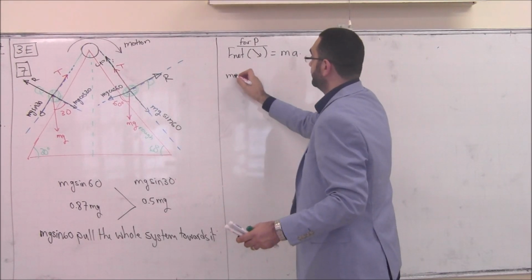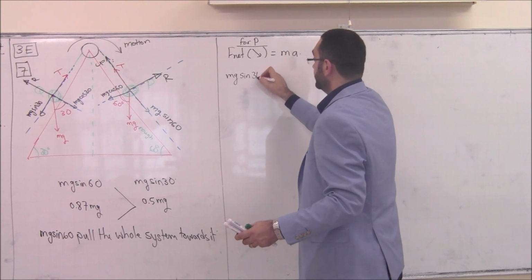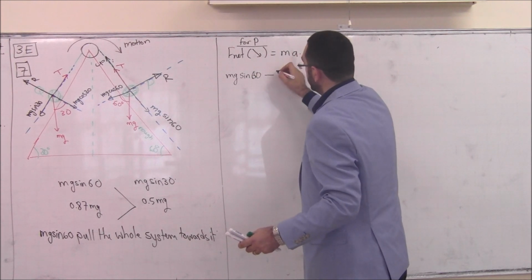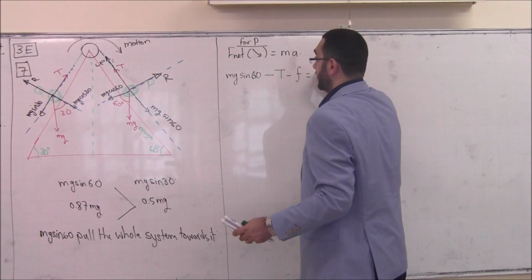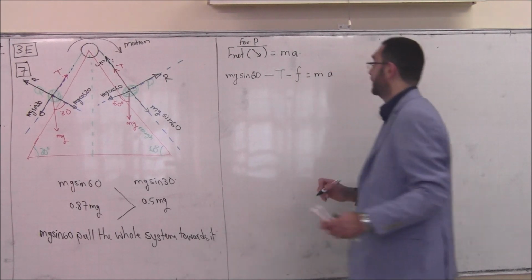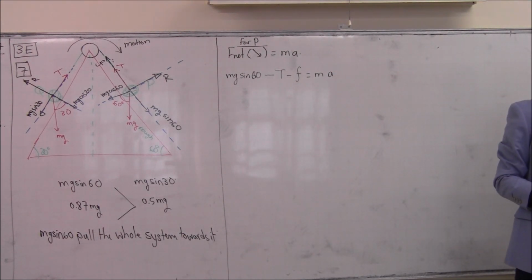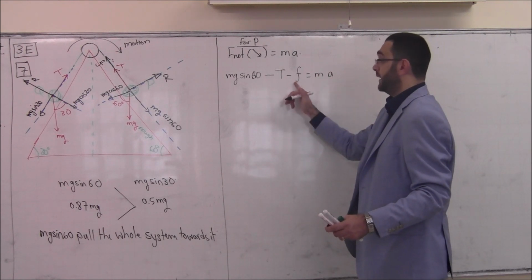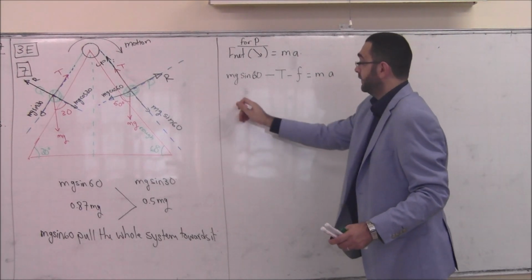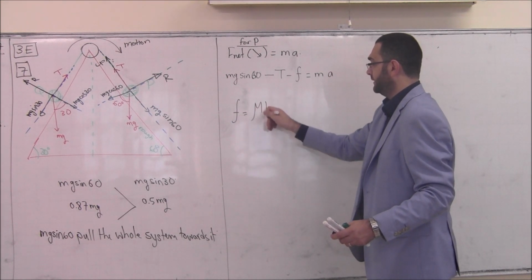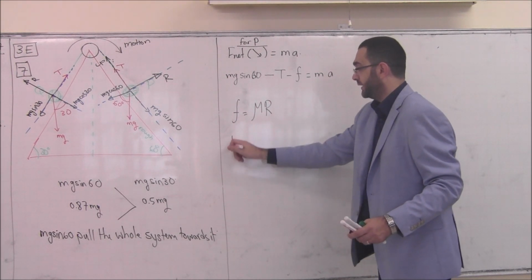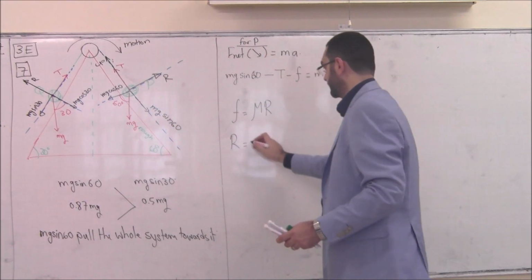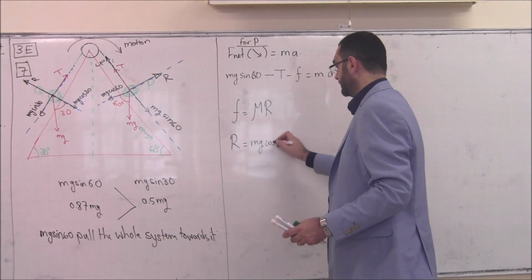What do we have? mg sine 30, sine 60, sorry, minus tension minus friction equals m times a. In order to find acceleration, I have to find what? Friction. Friction equals mu R, right? So we have to find R. R equals what? mg cosine 60.